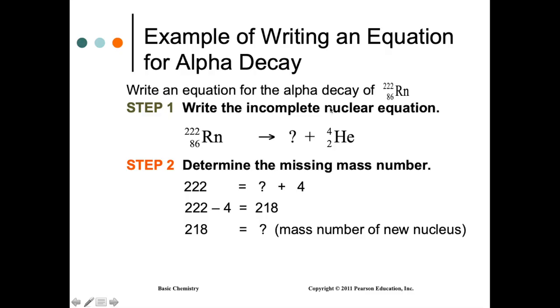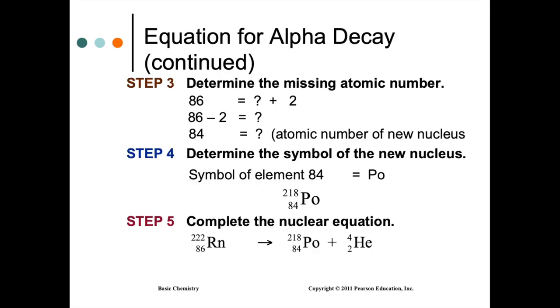Now, all that's left is to figure out the identity of the daughter nucleus. Luckily, your atomic number does just that. Look at your periodic table and look up element number 84. You'll see that element number 84 is polonium, symbol Po. You don't actually need to know the name of it, because you just need the one or two letter symbol representing that element. So its symbol is going to be Po with a mass number of 218 and an atomic number of 84. And we put that in our equation, and now we have our complete balanced nuclear equation.